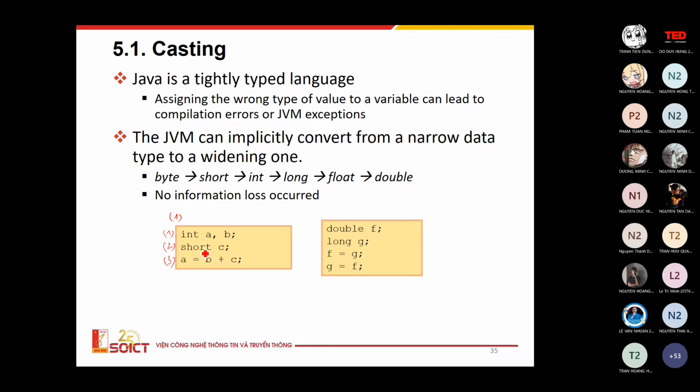And who can explain to me the content of each command here? What do you have in the first command? First command assigns two variables named A and B with type integer. Mm-hmm. You don't use assign. We declare.